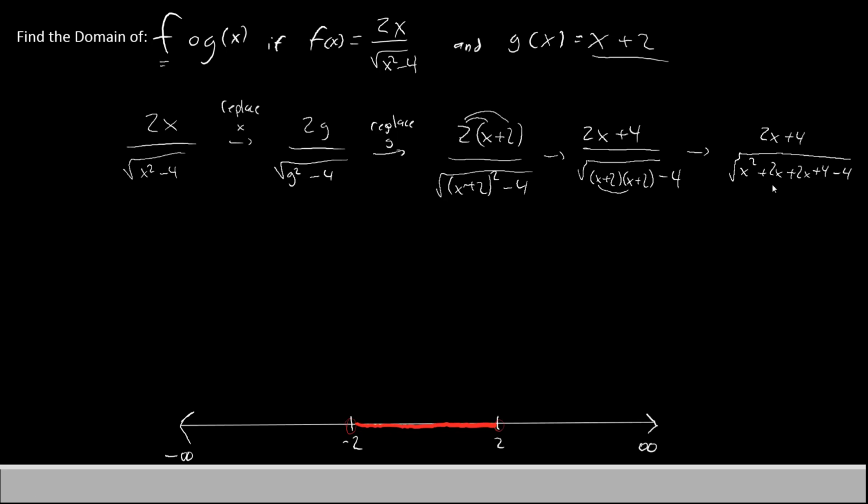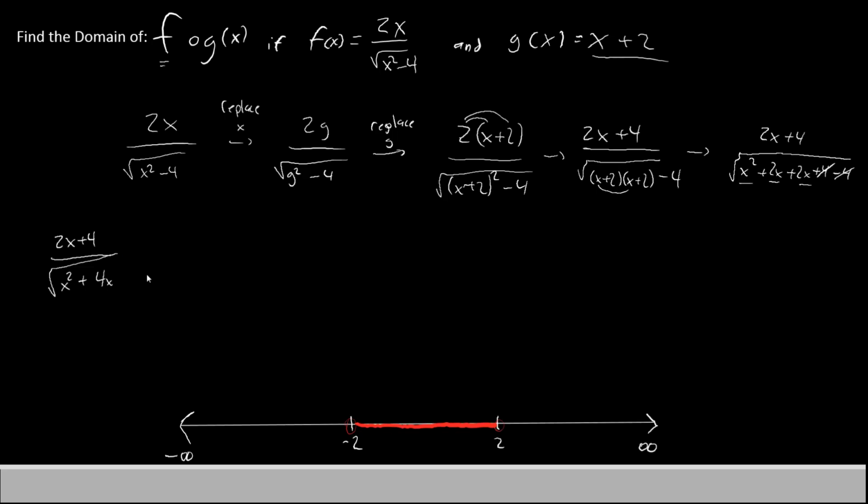We'll have to simplify this down a little bit before we can work with it, though. We have a 2x and a 2x becomes 4x. We have a plus 4 and a minus 4. They both cancel out. The x squared is unaffected, so we'll have x squared plus 4x underneath the square root, and then still 2x plus 4 on the top.